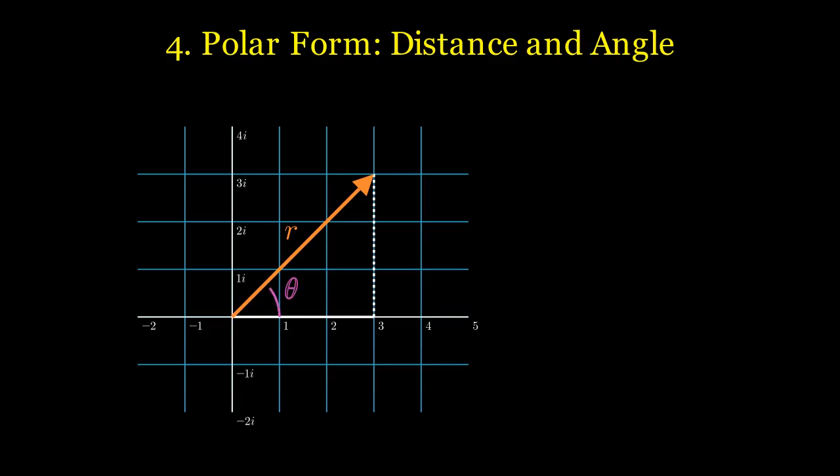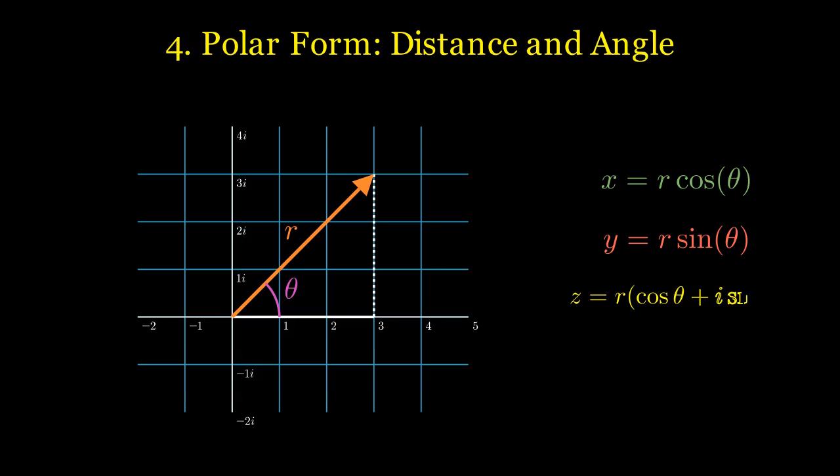This r-theta pair perfectly describes the exact same point as x, y, but it fundamentally changes how we interact with the number. Using basic right triangle trigonometry, we can connect the two worlds. x equals r times cosine theta, and y equals r times sine theta. Therefore, our complex number becomes z equals r times cosine theta plus i sine theta. But writing out r times cosine theta plus i sine theta every time is tedious.